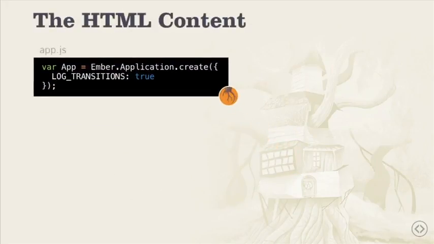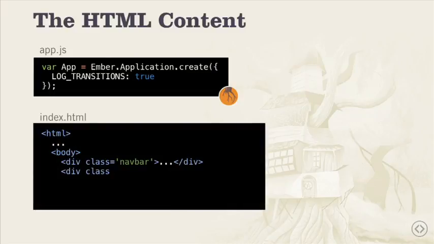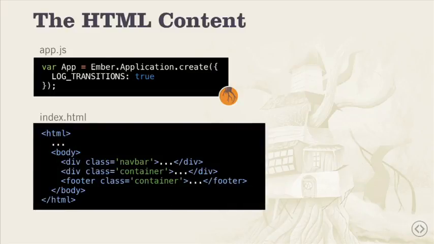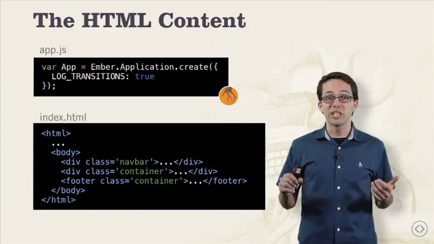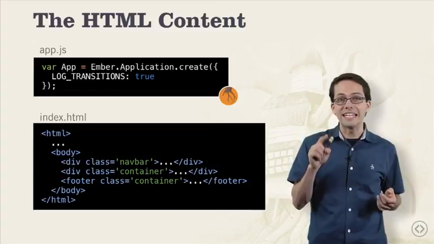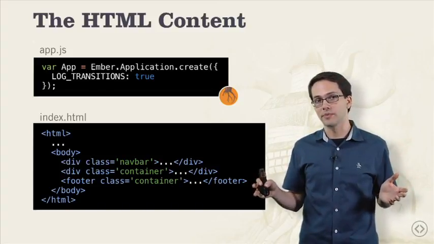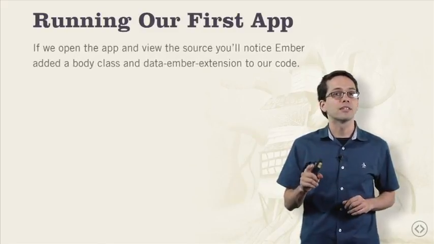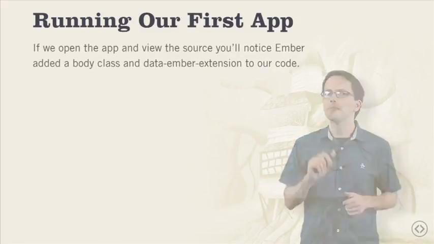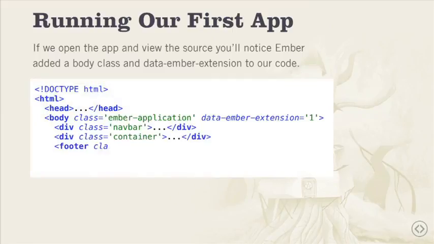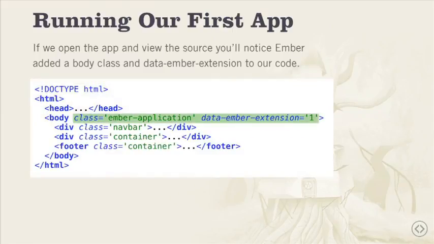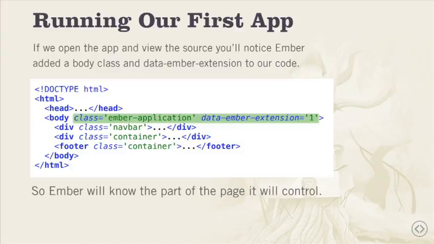Now let's build out a little more of our index.html. We'll have a navbar, we'll have a container, and we'll have our footer. To open this application, we can actually just double-click on the index.html. You don't need any server to run an Ember application. So if we did that, and we looked at the source of our HTML, we would see something interesting. We would see that Ember added a body class and a data Ember extension to our code. This is so Ember knows what part of our web page it can control.